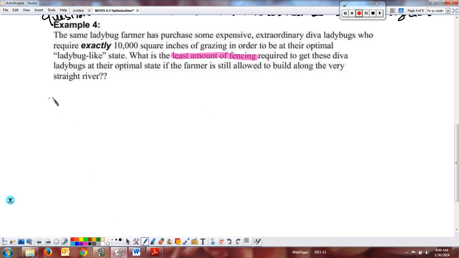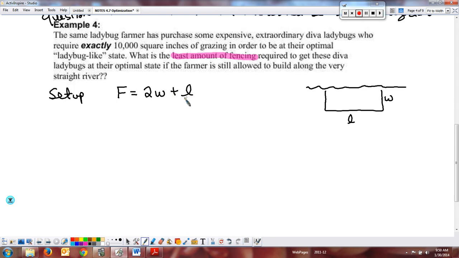So when I go to my setup, I'm not doing area anymore, I'm trying to minimize fencing. So maybe I'll call this F. Now, again, same problem, except I'm going to put my fencing in, and let's remember, what is the amount of fencing that I need? If you look at your constraint from the last problem, your constraint is actually becoming your primary in this one because it's the fencing that I'm trying to minimize. So I'm going to do my 2W plus L right here. That's my primary equation. And I am trying not to maximize, I am trying to minimize in this case.